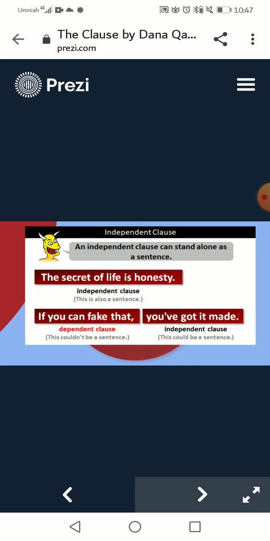While in the second one, we have two parts. One of them is a dependent clause and the other one is the independent clause. "If you can fake that, you've got it made." The first part, "if you can fake that," is a dependent clause. It couldn't be a sentence because it does not express a complete thought. If we say "if you can fake that" and stop here, you can't understand anything from it. It's not meaningful. While the second part is an independent clause, "you've got it made." You can understand something from it, and you have the subject, the verb, and the thought. So "you've got it made" is the independent clause in this sentence.